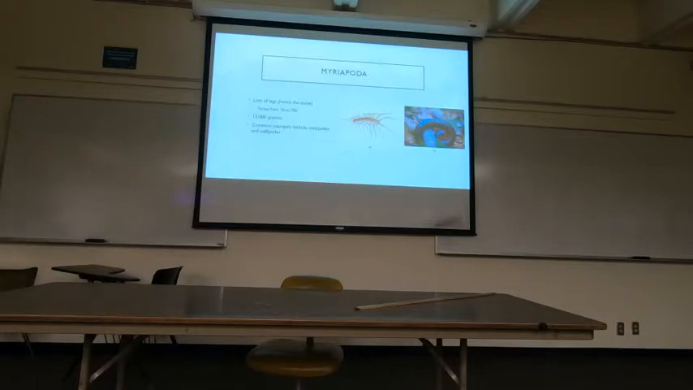Anybody know the difference? What? The amount of legs, can you get more specific? It's the amount of legs per body segment. So centipedes only have 1 pair of legs per segment, millipedes have 2.